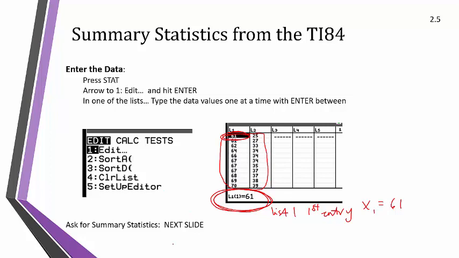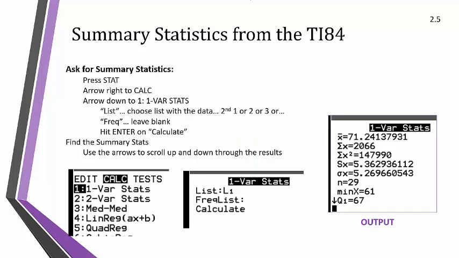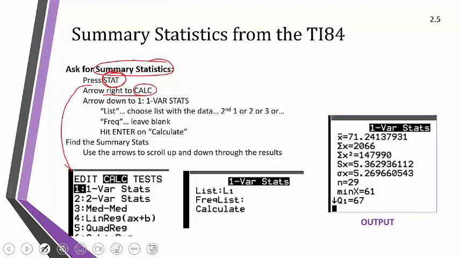So that's how we enter data. If you want to get out of that list screen, you just hit second mode, or second quit, to get out of the list screen. Once our data is in, the next thing we want to do is ask the calculator to calculate summary statistics. So we're going to go back to that stat menu. I'm going to hit stat, and I'm going to use my right arrow to get to calculate.